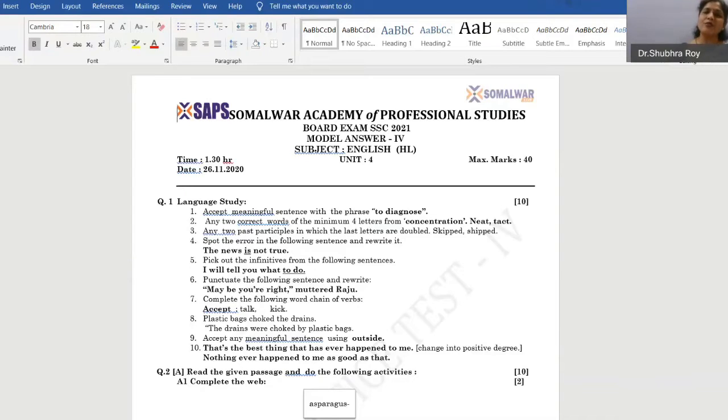You can use diagnosed, diagnose, or any form, but the meaning should be okay. Now, find two hidden words of minimum four letters from the word "concentration." I have given two words here, neat and tat. You can make any other word, but each letter has to be used only once. You cannot use a letter twice.